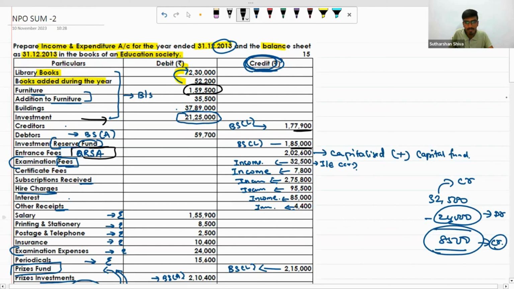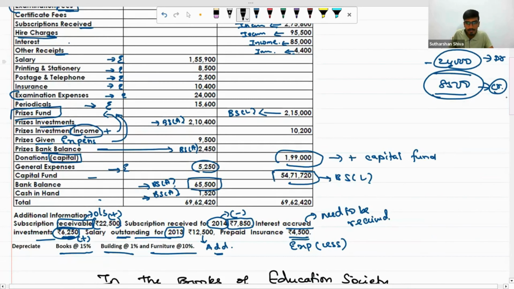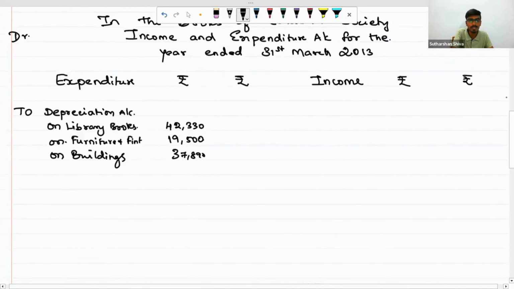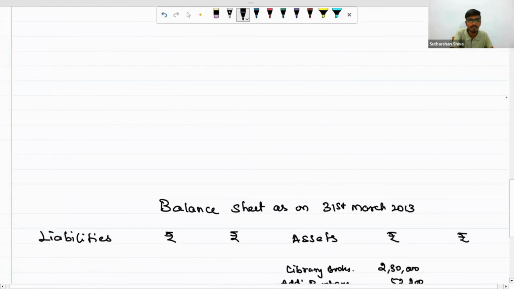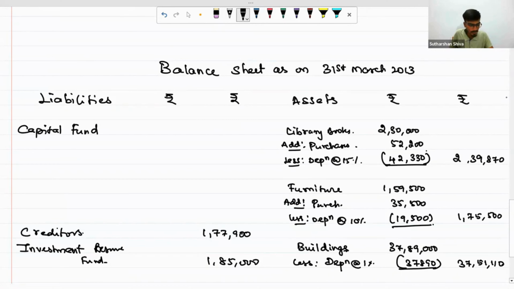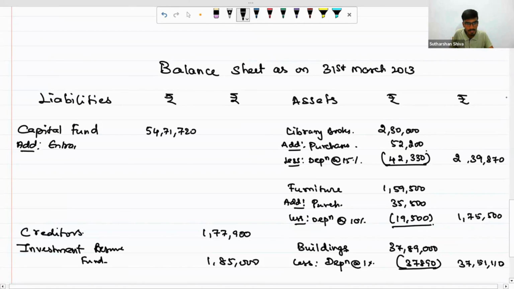Now come to entrance fees. The question is silent, so we will add it to the capital fund. First, try to write the capital fund. What is the capital fund? 54,71,720. We'll write capital fund, 54,71,720. From this, you need to add entrance fees. What is the entrance fees? 2,02,600 is the entrance fees which we will add.